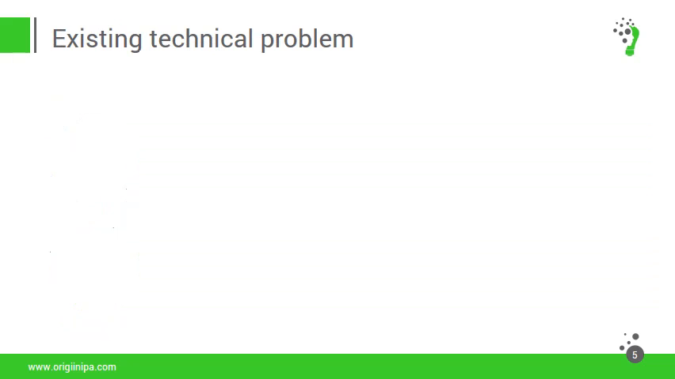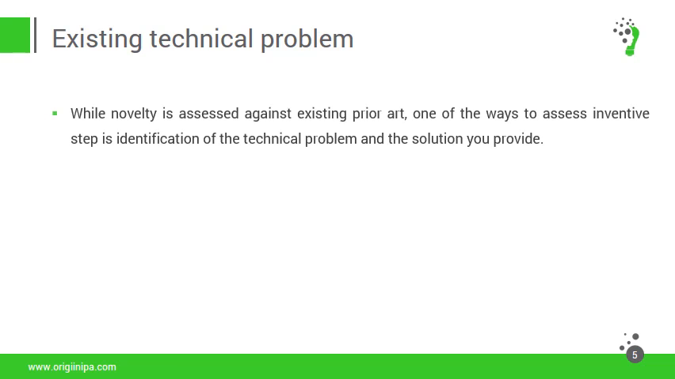In order to be patentable, your invention should have novelty, inventive step, and industrial utility. While novelty is assessed against existing prior art, one of the ways to assess inventive step is identification of the technical problem and the solution you provide.